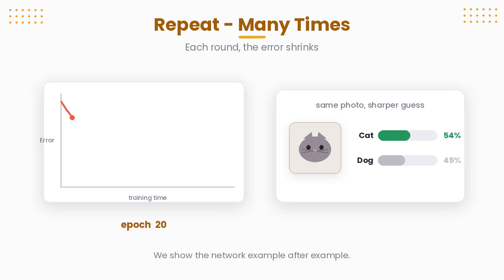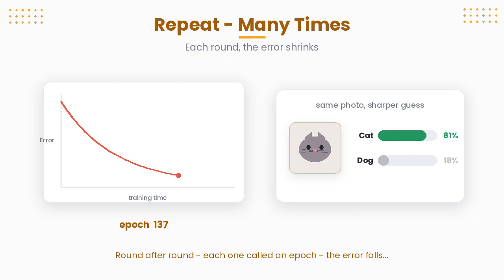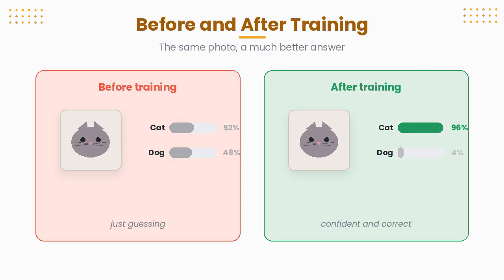One adjustment isn't enough, so we repeat many times. We show the network example after example, and each full round is called an epoch. Watch the error. Round after round, it keeps falling. And the guess on our photo sharpens too. The network grows more and more sure it's a cat, climbing toward 95%. Slowly but surely, it's learning.